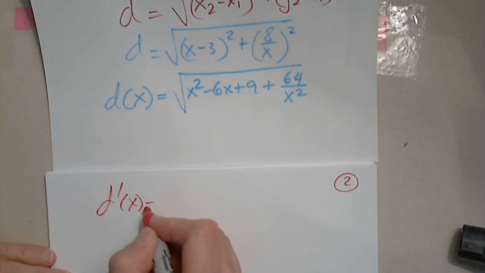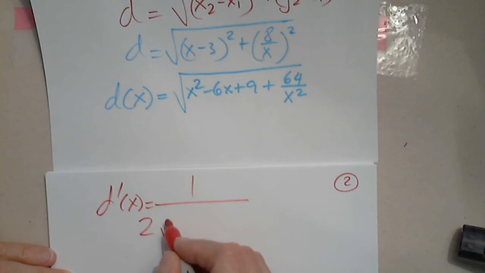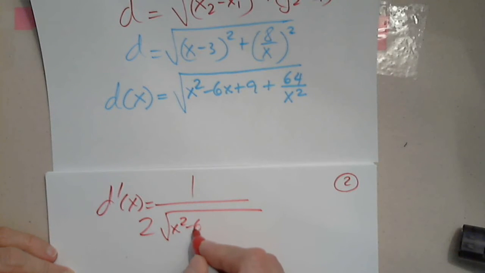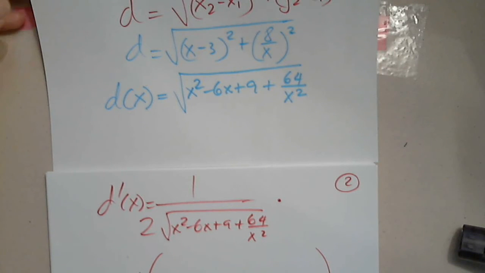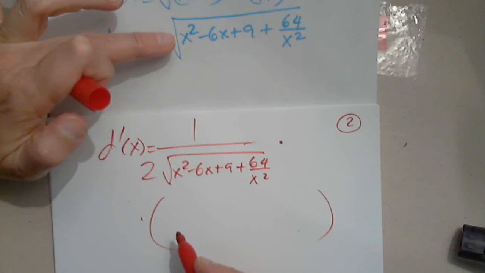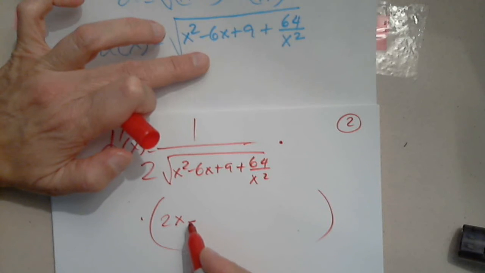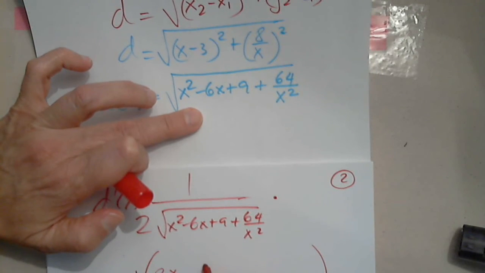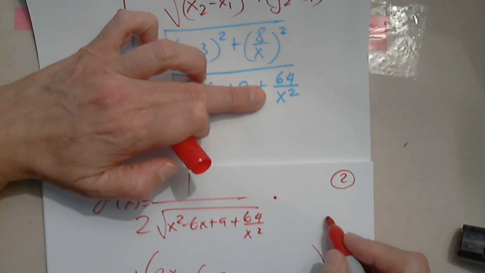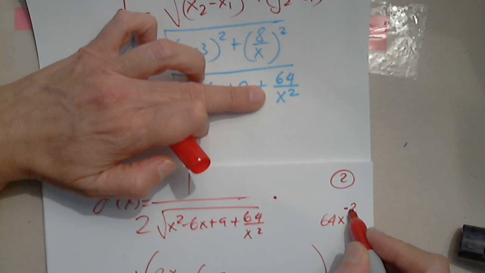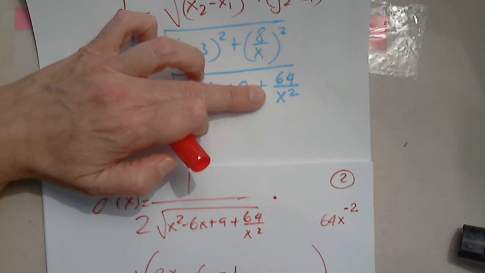So we are going to differentiate the function. So this is 1 over 2 times the square root of what you see there, but of course multiplied by the inner function prime. So when I differentiate x squared, I get 2x. When I differentiate negative 6x, I get negative 6. 9 prime is gone. And then minus, remember this is 64x to the negative 2, which becomes negative 128x to the negative 3.